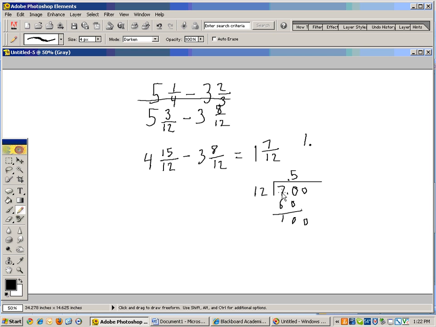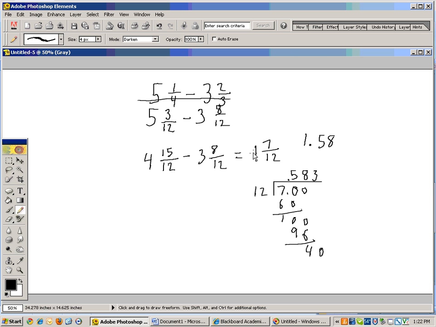12 goes into 100, about 6. Well, let's see. 6 would be 72, so it's more than that. I think about 8 times, and 8 times 12 is 96. And subtract, you get a 4, and 12 goes into there about 3 times. And since this number is less than 5, we would just leave our answer be 1.58.